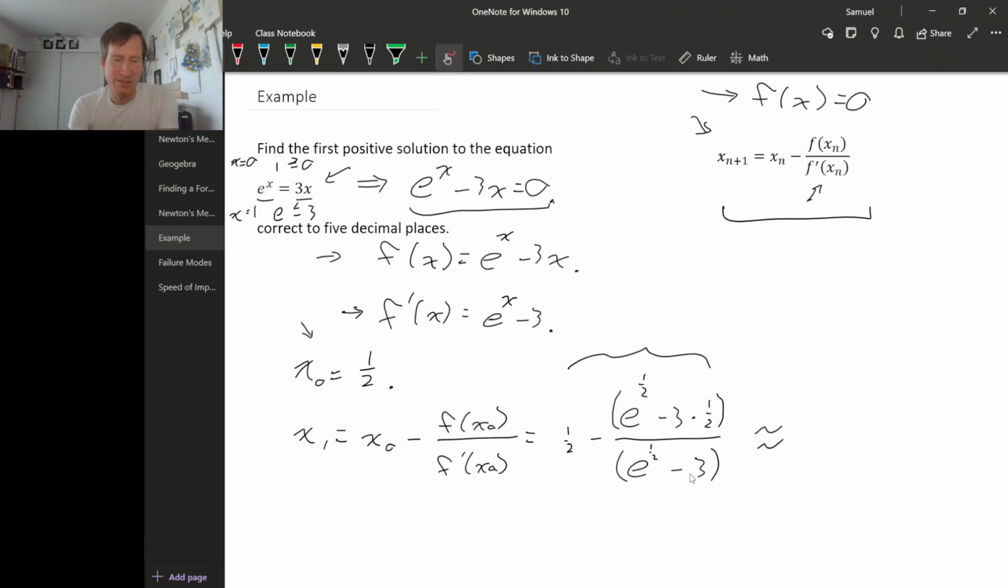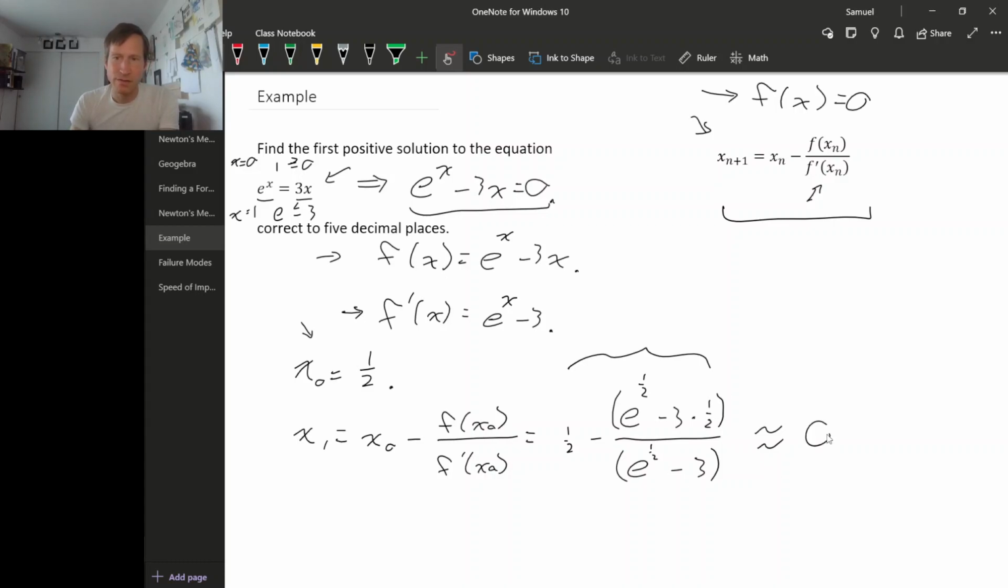Oh, and I've already made a mistake. You've got to watch what you're entering into your calculator as you enter it, because it's very easy to make a mistake. Okay, so 0.5 minus, e to the 0.5 minus 1.5, close my numerator, divided by, now for my denominator, e to the 0.5 minus 3. Close paren, equals.